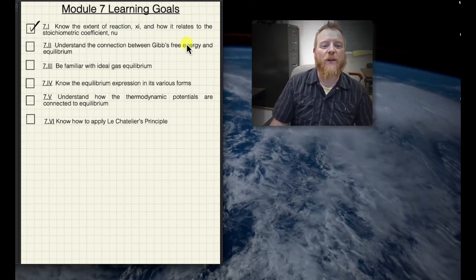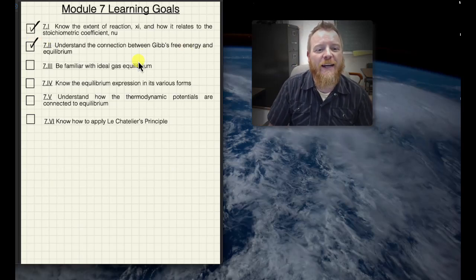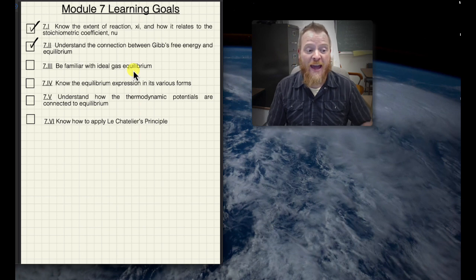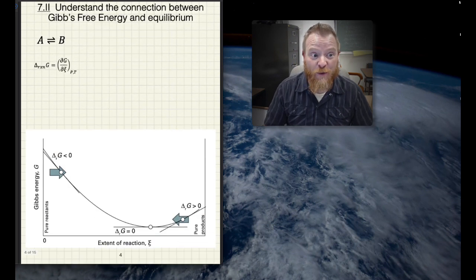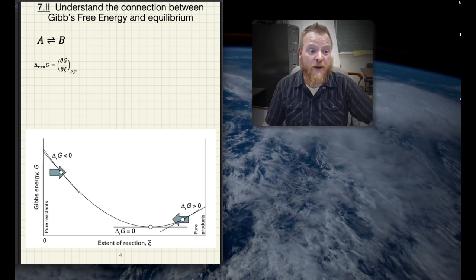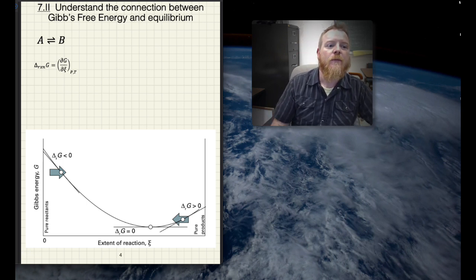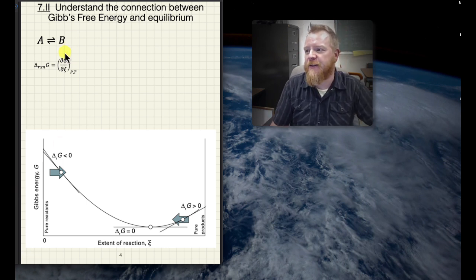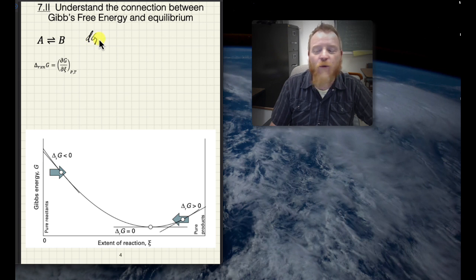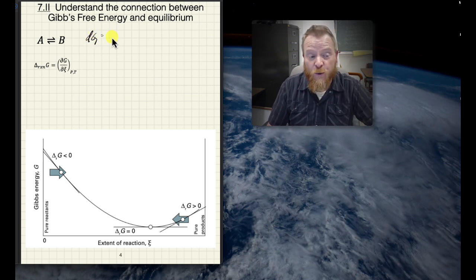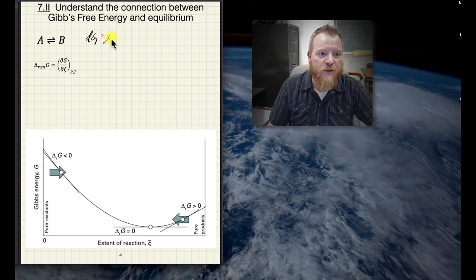Okay, folks, so this next learning goal, we're going to connect the Gibbs free energy and equilibrium, which I think you've done in a lot of your other classes, so there should be some familiarity here. If we think back again to this very simple equilibrium of A in equilibrium with B, we can write the total differential expression of dG of this reaction, which we've done previously, and it goes as the following.